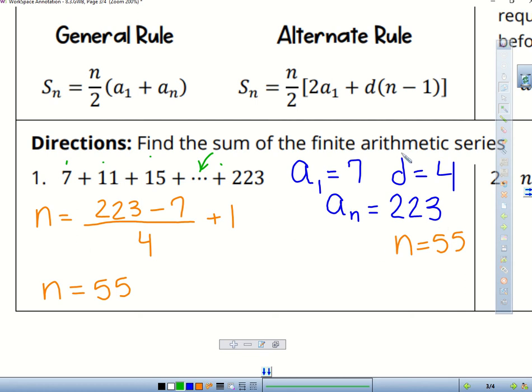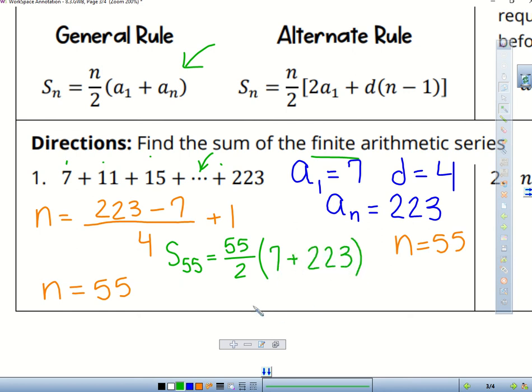So now that we know this information, we actually have enough information to use either formula. Either formula is going to give you the correct result, but when I have the option of using both, I go with this one because it's easier. You know what I'm saying? So, the sum of the first 55 terms, that's how we say it, in this case all of the terms because it's finite, is equal to 55 divided by 2 times the first term plus the last term. And if you do that calculation, you should get 6,325.